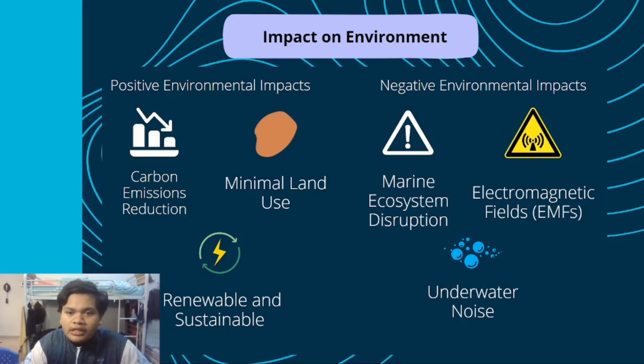The next one is electromagnetic fields. It is one of the main reasons why it is a negative environmental impact. During operation, tidal wave energy systems create electromagnetic fields, and certain marine creatures, especially those that rely on the Earth's magnetic field for navigation and orientation, can be affected by these fields.